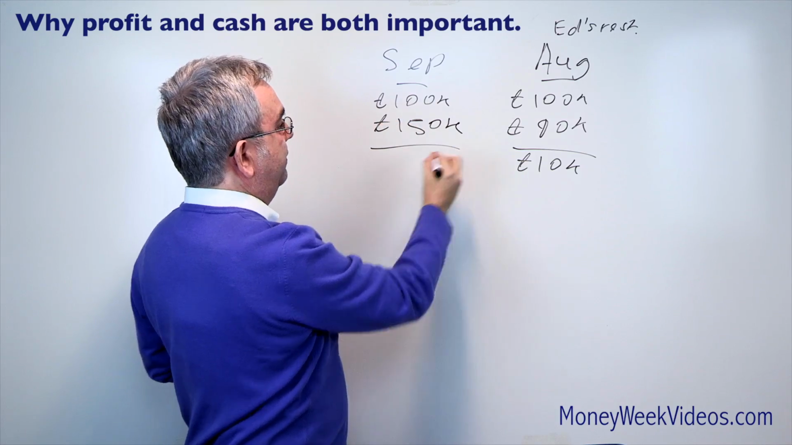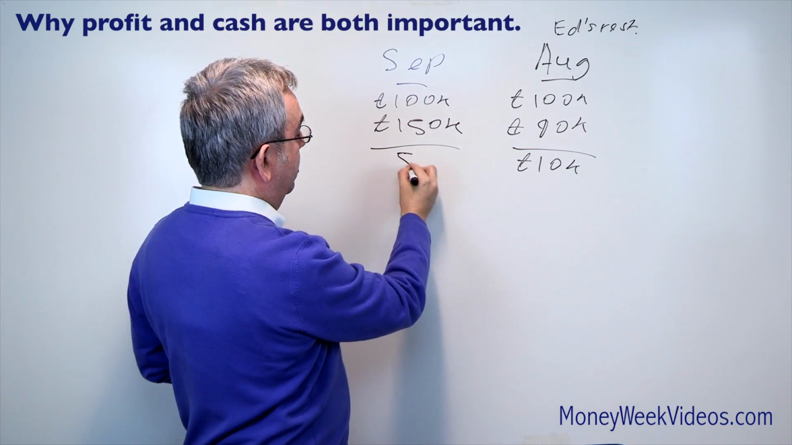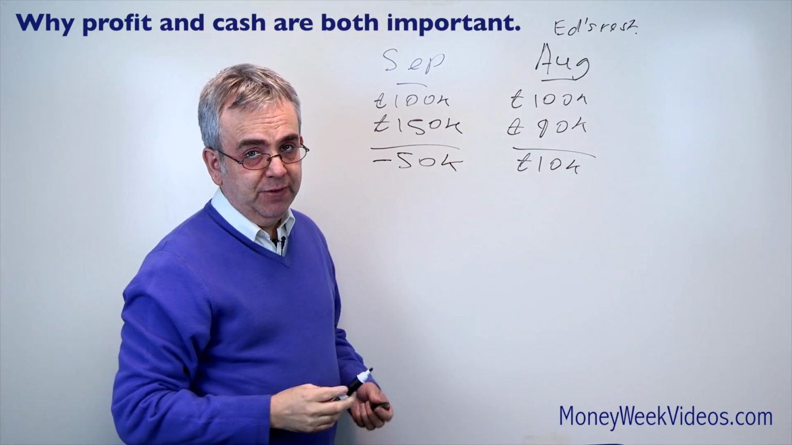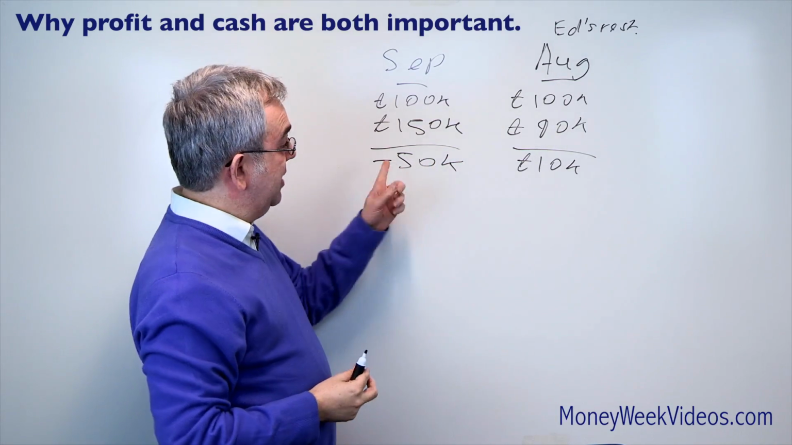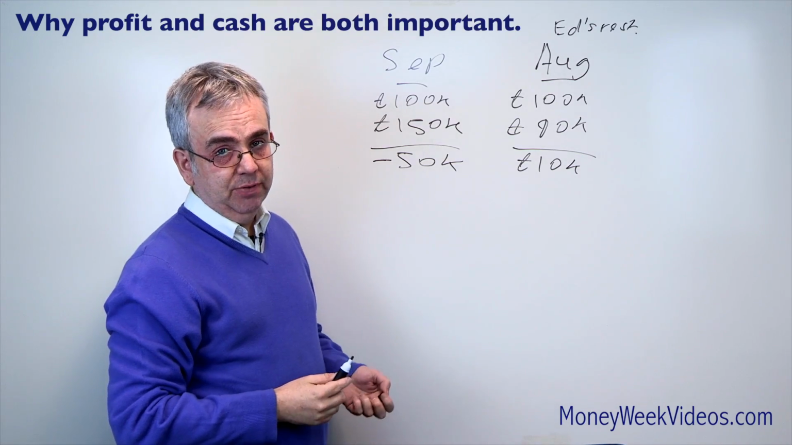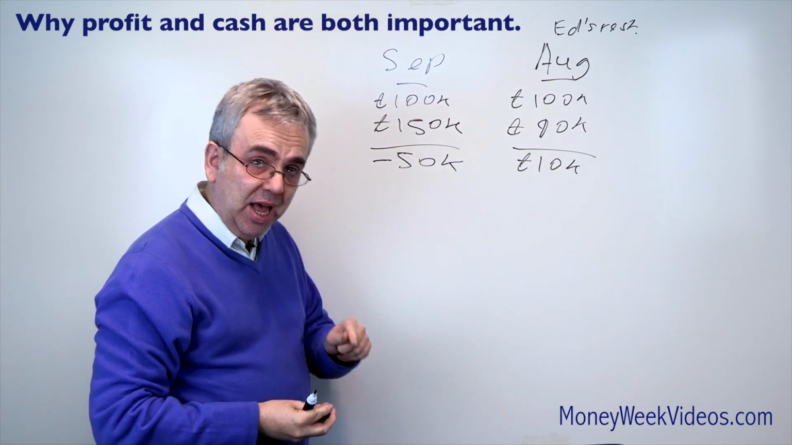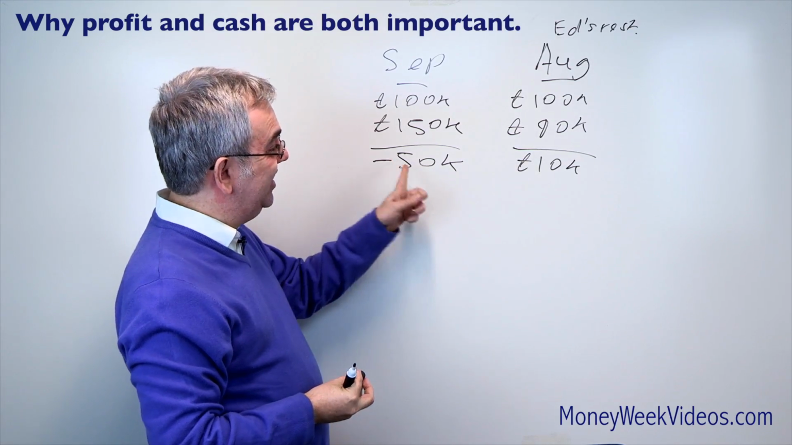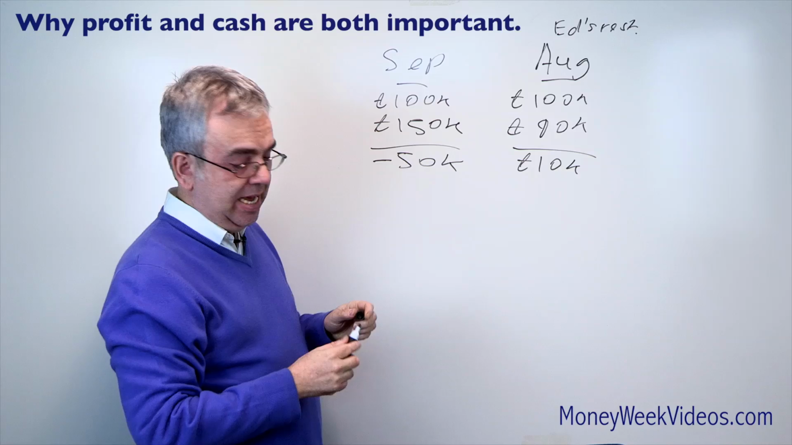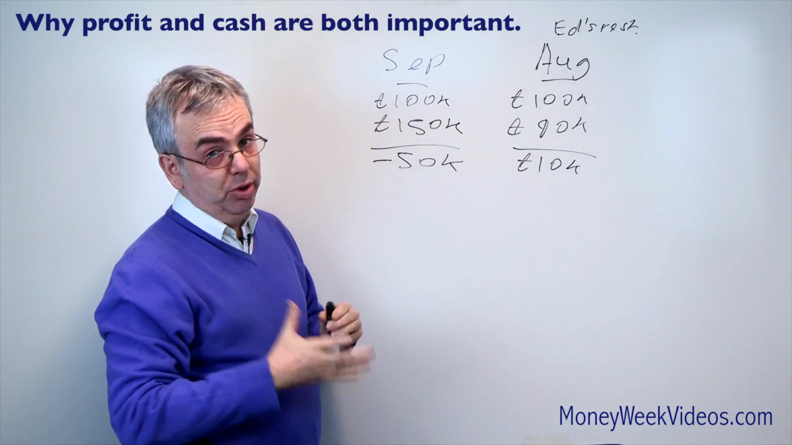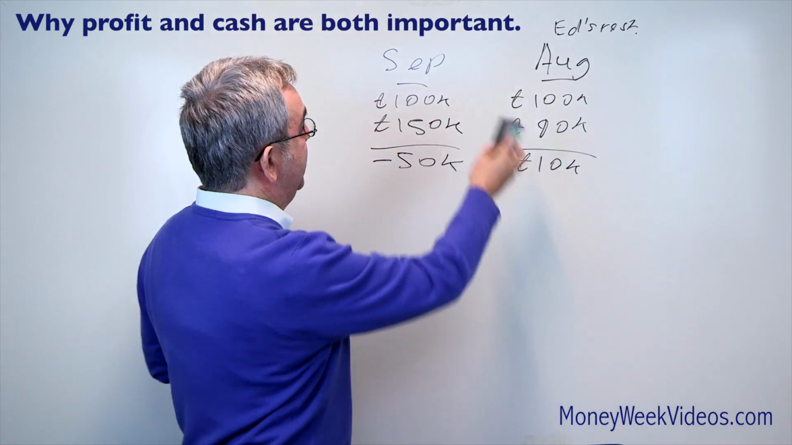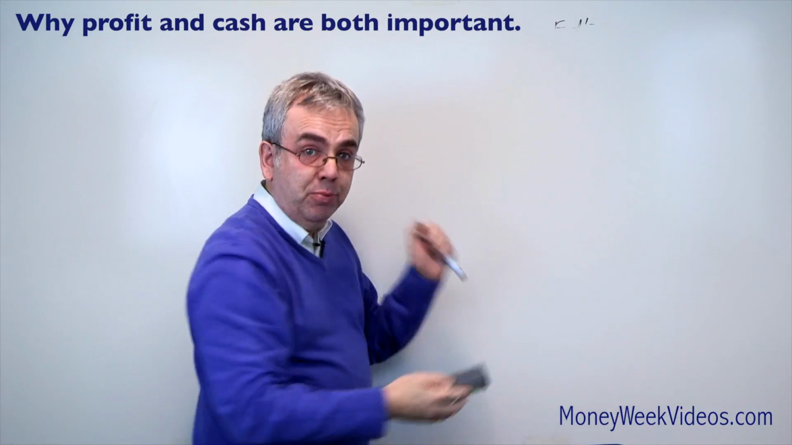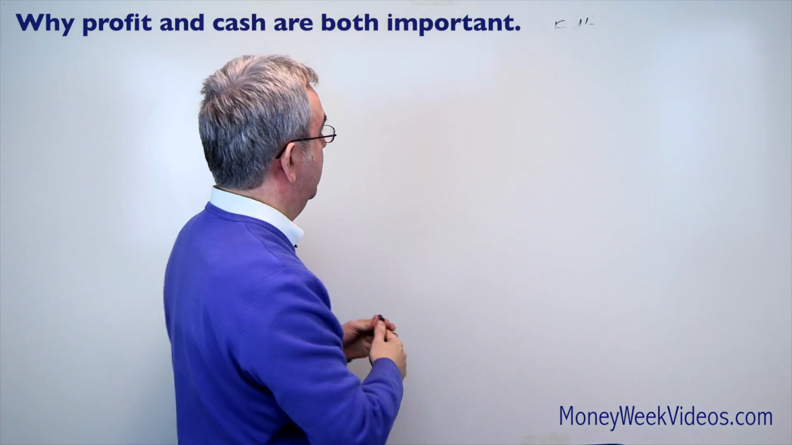That's £150,000. So the difference is minus £50,000. So the business burned £50,000 of cash in September. But using the accounting conventions, the accounting rules, it did not make a loss of £50,000. The loss, or the profit, was actually very different. So let's look at the profit and loss figure for September.